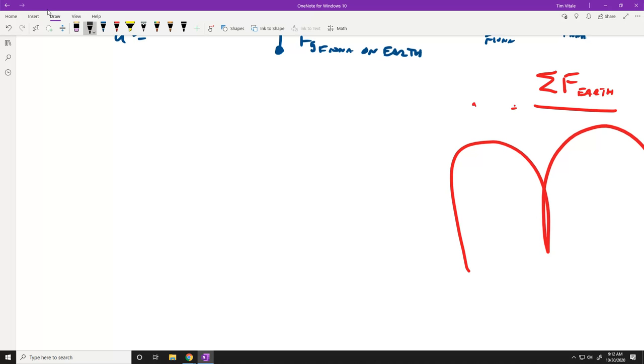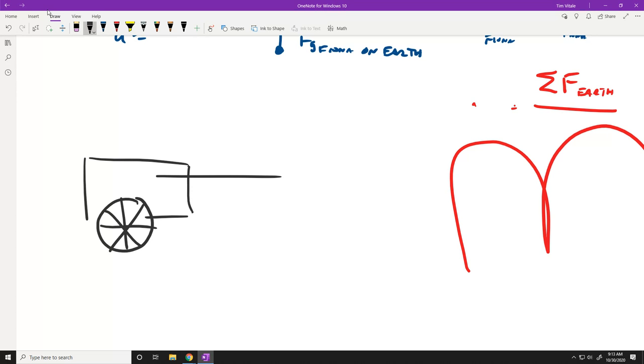Like here's an example that we use all the time. It's called the horse and the chariot example. It's a very famous physics example. So here's my chariot cart, and it's being pulled by a horse.